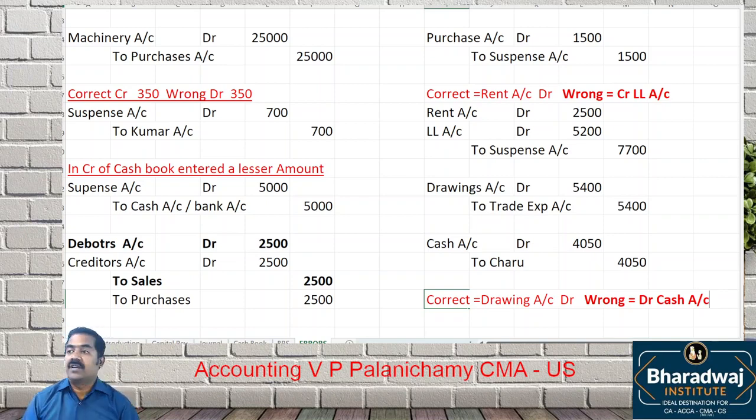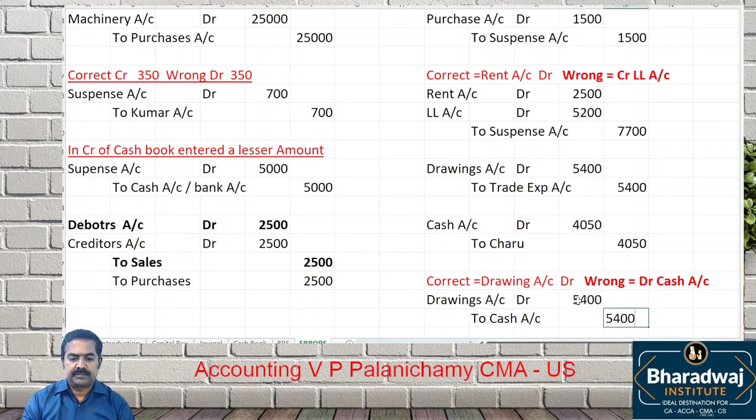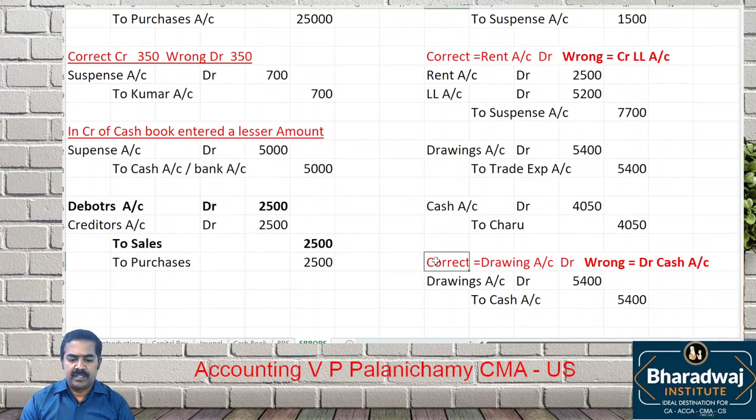When you withdraw cash for personal use, it is drawings to bank. But they have entered as what? Cash account to bank account. How to rectify this? Drawings account debit to which account? Cash account. 5,400.